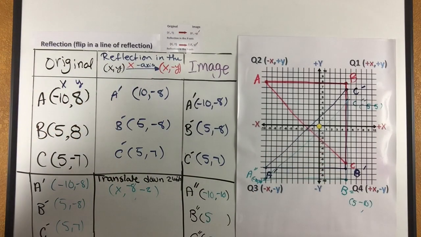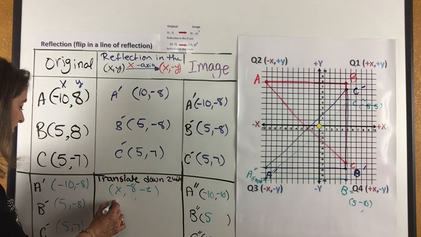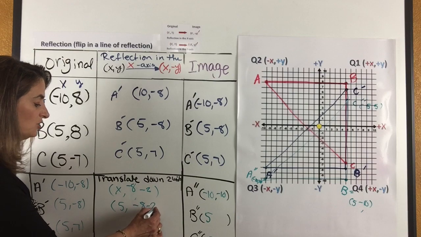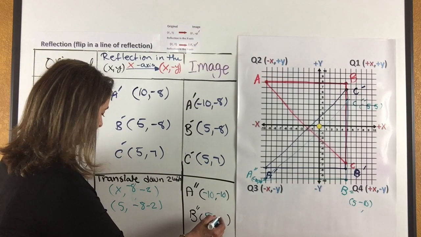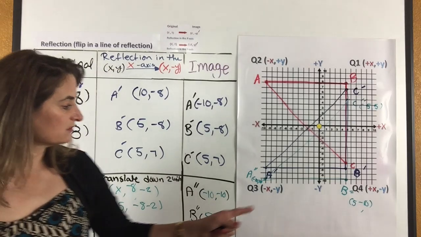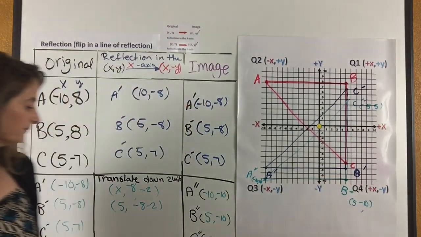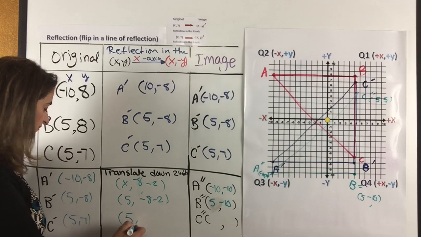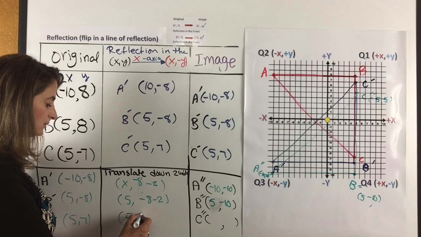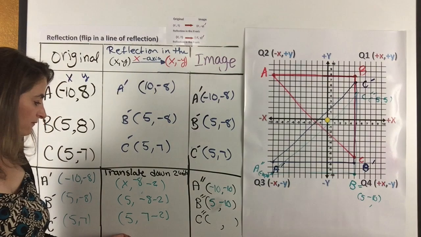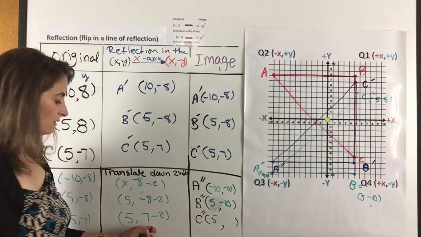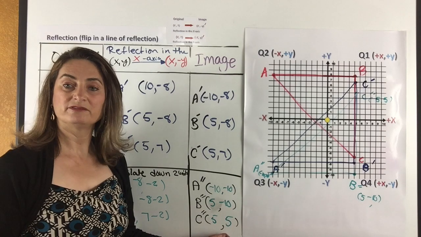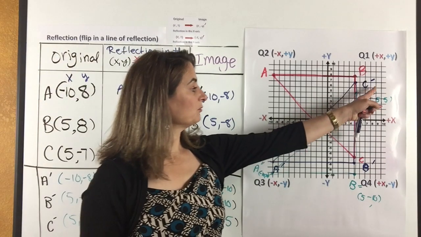Negative 10, negative 10. Now B, 5 and negative 8, X stays the same, which is 5, but the Y, negative 8 minus 2, you end up with also 5 and negative 10. Let's see, B is 5, negative 10. Now the last one, C, was 5, 7. X stays the same, which is 5. And the Y subtract 2, so 7 minus 2 is 5. Now is C double prime 5 and 5? Yes, C double prime is 5 and 5.